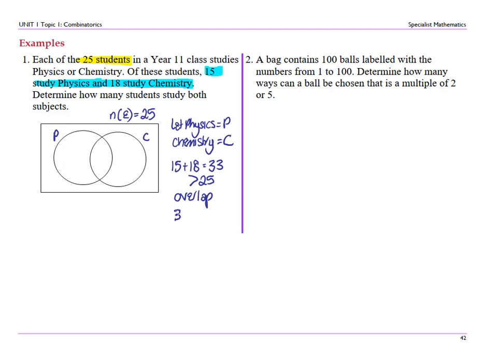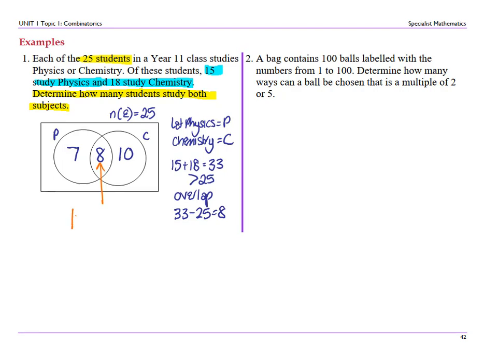Now the overlap is going to be 33 minus 25, which is 8. So we put that 8 in the middle. Now chemistry was 18, so that means I need 10 here. Physics was 15, so that means I need another 7 there. Now, I want to determine how many students study both subjects. And you can see that with the Venn diagram as being 8. So the number in P intersects C is 8.